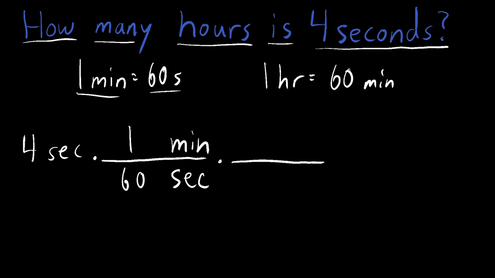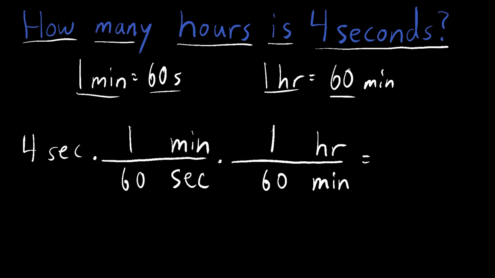Then we're going to set up the next little part of this problem, where now we're trying to get rid of that minutes that's up top. If you're trying to get rid of something, you put it on the bottom. And then what can we put up top? Well, we do know how many minutes are in an hour. We have that conversion right there. So we can just say 1 hour equals 60 minutes.